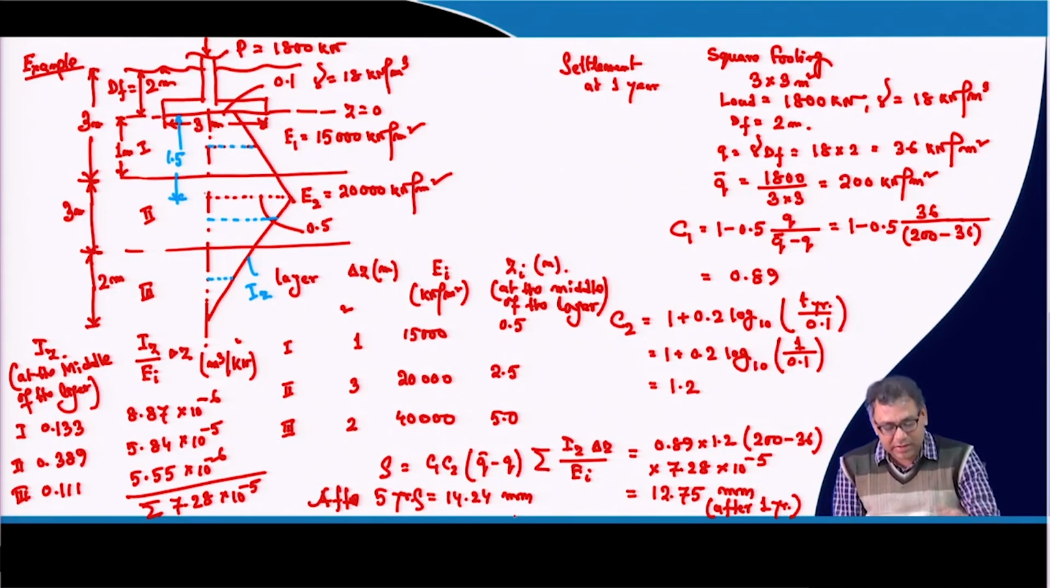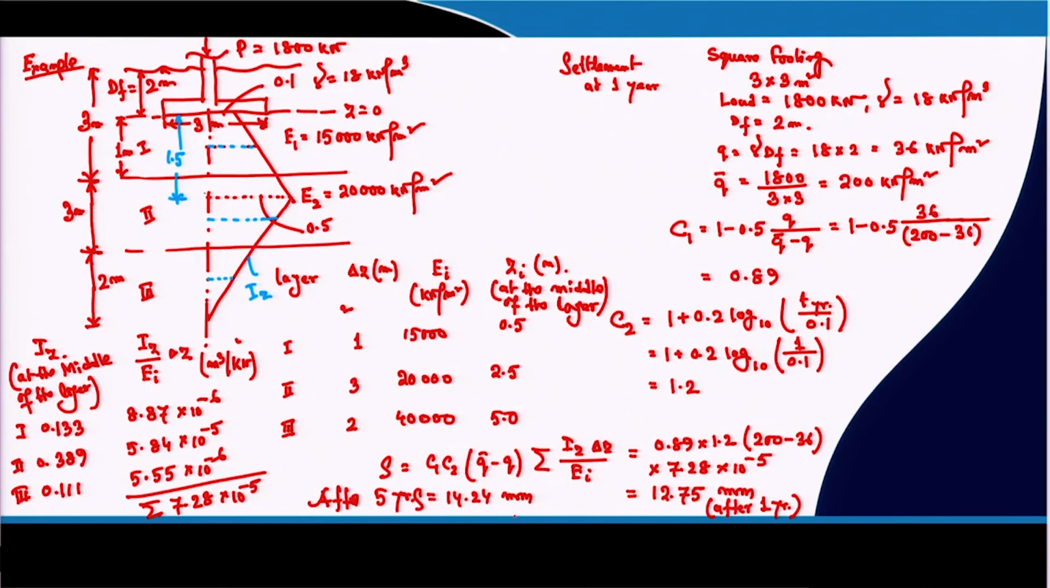Then you take the different layers, draw the influence line depending upon your foundation, and at the middle of each layer you calculate the Iz value by linear interpolation, because you know the values at two end points and you know the distance. Then add all the Iz terms, multiply by the other factors, and you will get the settlement at the respective year.